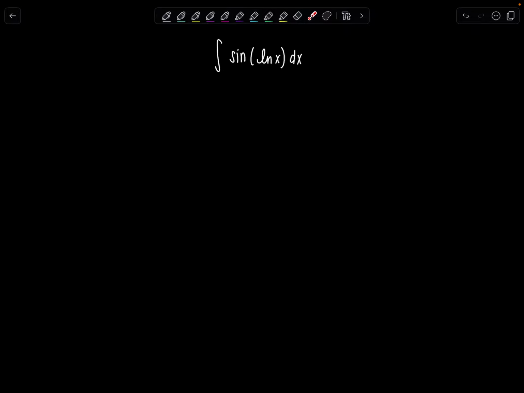We have the indefinite integral of sine of the natural log of x dx. If you want to try it on your own, go ahead, pause the video. I'll give you a little hint. You need to do a substitution first and then integration by parts.